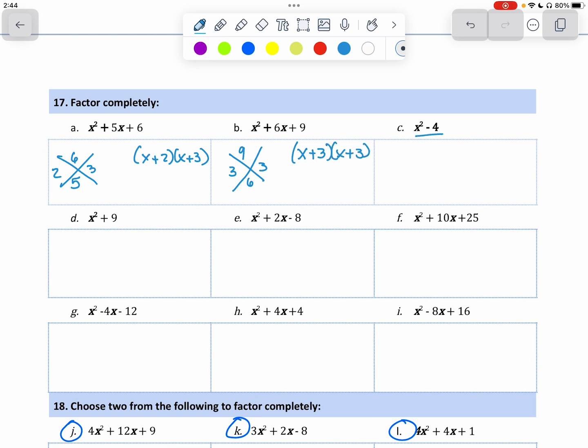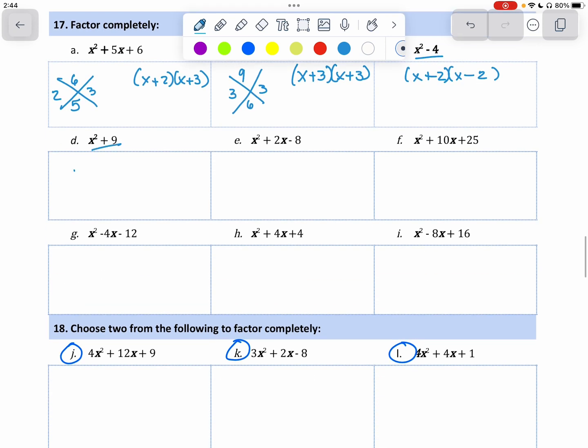This is difference of squares, so it's the product of the sum and the difference of the square roots of each term. This is sum of squares, does not factor. Only difference of squares factors. On Wednesday, we're going to look at sum and difference of cubes, both of which factor, but sum of squares does not factor. Here we've got negative 8 and positive 2, so that's going to be positive 4 and negative 2. So that factors to be (x + 4)(x - 2).